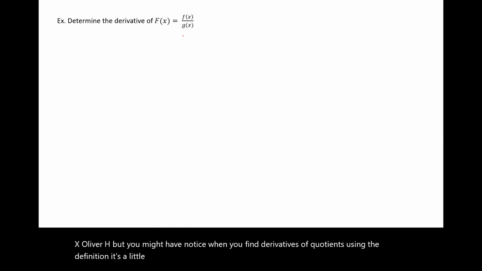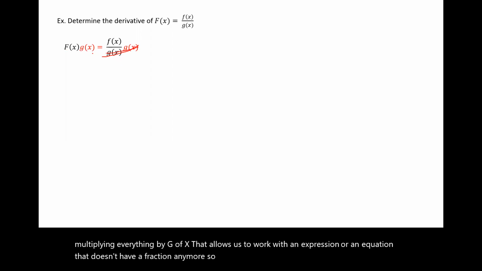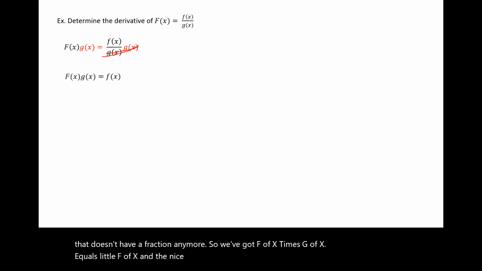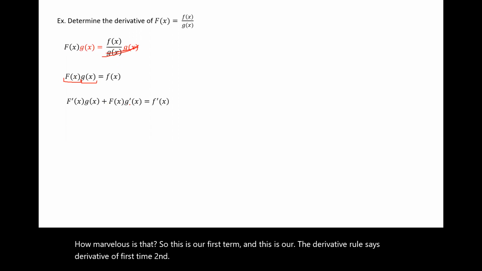So what we're going to do is eliminate the fraction by multiplying everything by g of x. That allows us to work with an equation that doesn't have a fraction anymore. So we've got F of x times g of x equals little f of x. And the nice thing about that is now we just do a product rule. How marvelous is that? This is our first term and this is our second.